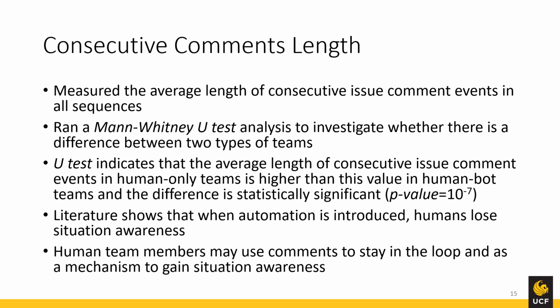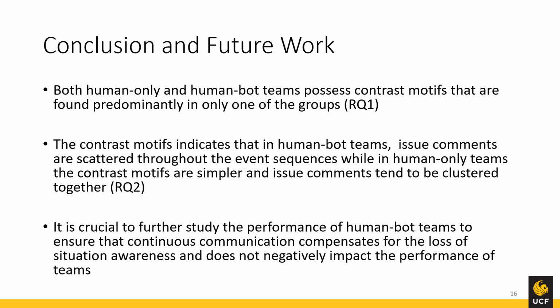Literature shows that when automation is introduced to a team, humans lose situation awareness. Human team members may use comments to stay in the loop as a mechanism to gain situation awareness in GitHub teams. In conclusion, both human-only and human bot teams have contrast motifs that are found predominantly in only one of the groups.